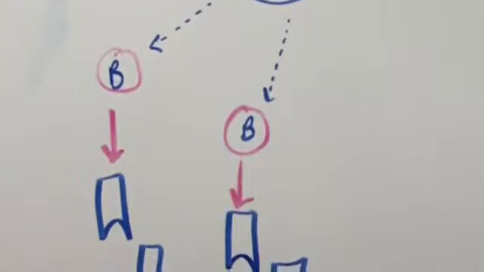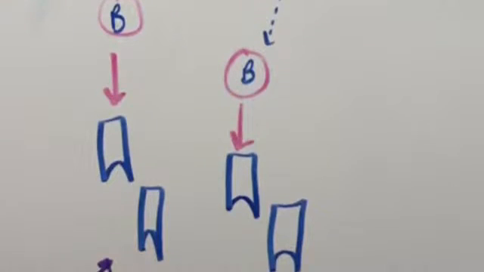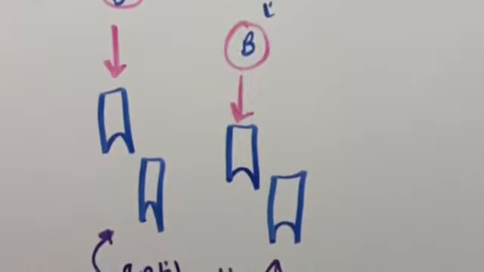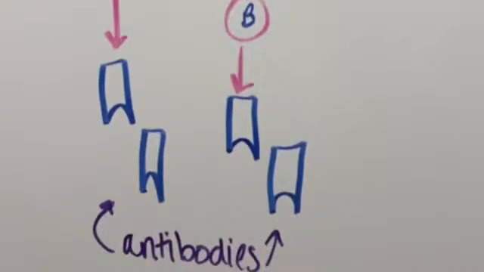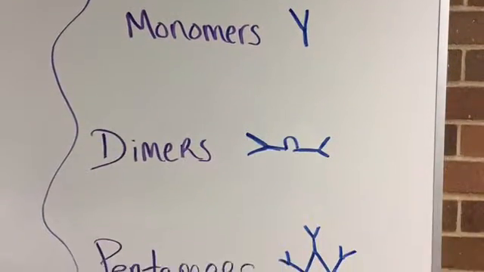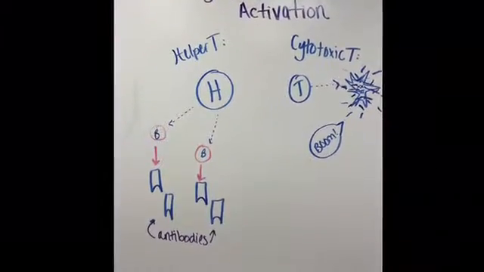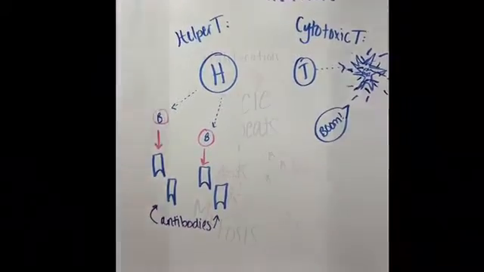Antibodies have unique shapes and will be made to recognize that specific foreign invader. Each antibody is shaped to correspond with a specific foreign invader. These shapes are monomers, dimers, and pentamers. Antibodies will attach to the foreign invader at its binding site.